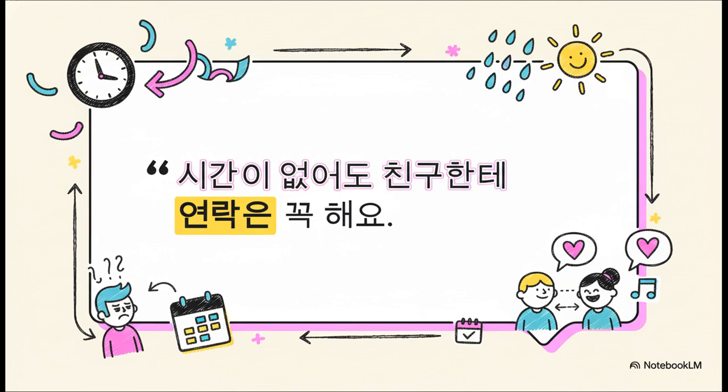Here's our 4th sentence. 시간이 없어도 친구한테 연락은 꼭 해요. And that simply means, even when I don't have time, I make sure to contact my friends.